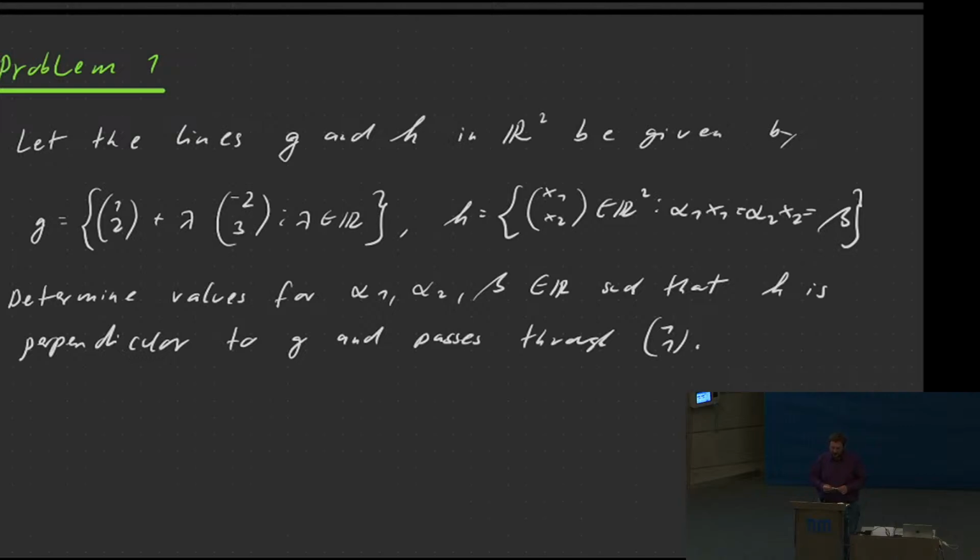Here's one of a type that you probably haven't seen up to now. So we have two lines in R2, the plane. The definition is here in the problem statement, and the question is to determine values for these three parameters here, alpha 1, alpha 2, and beta, such that the line given in this way is perpendicular to this line here and passes through some specified point. So let's start with that right away. Take a couple minutes, see if you can solve that.